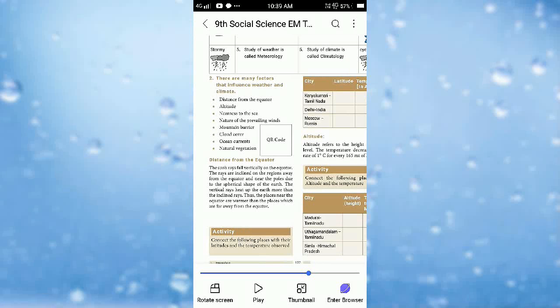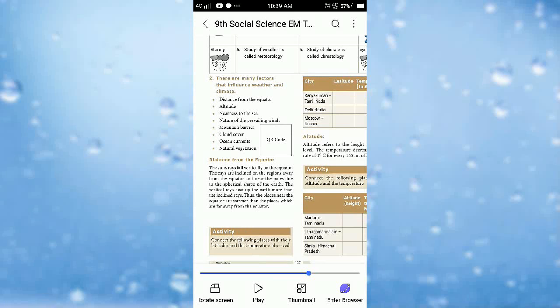The rays are slanting on regions far from the equator and near the poles due to the spherical shape of the earth. So the equator side, the tropics, receives the sun's rays vertically, so that area is very hot. The pole sides receive the sun's rays slantingly. Poles mean the northern point of the northern hemisphere and the southern part of the southern hemisphere. That is also known as the polar region.